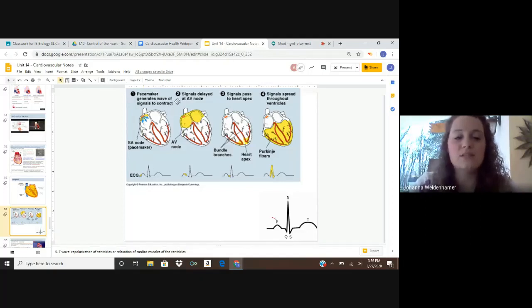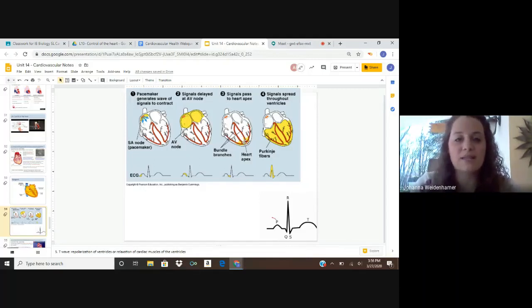Number 2, the signal is delayed at the AV node. So we now know that the SA node sent the signals. You can see it in yellow. It sent the signals to the 2 atria. The next spot that electrical signal is going to go is the AV node. And it's going to pause there for a second before it gets into the rest of the heart. So here it is labeled in the EKG, the second part of the P wave. So what I want you to do is put a number 2 right at this part of the P wave that's coming down.